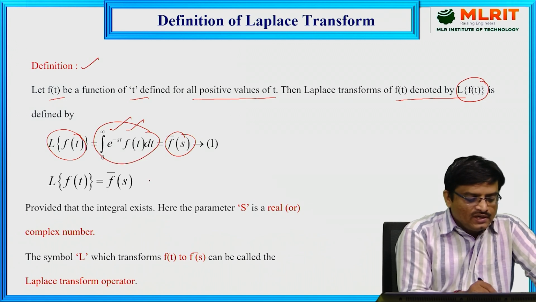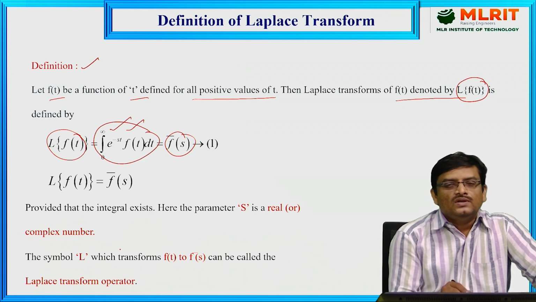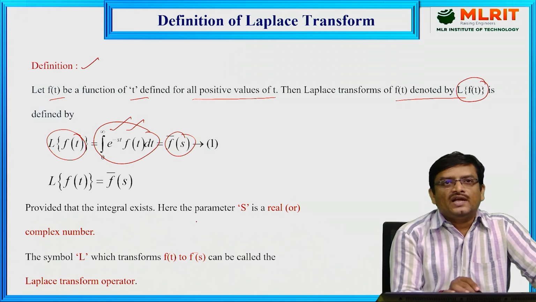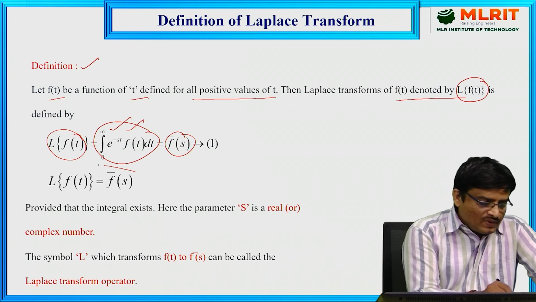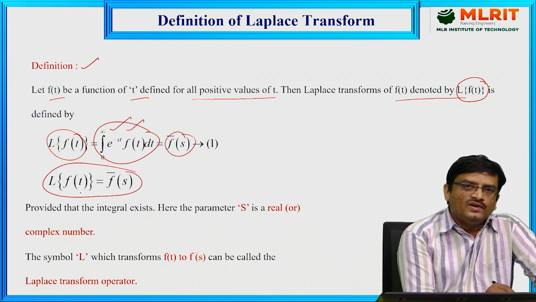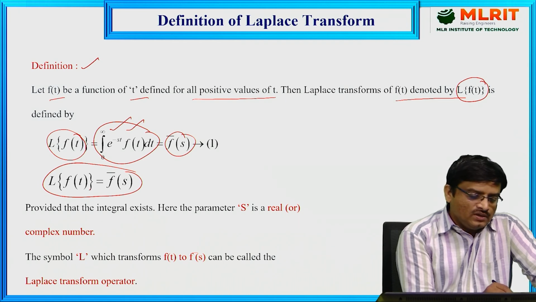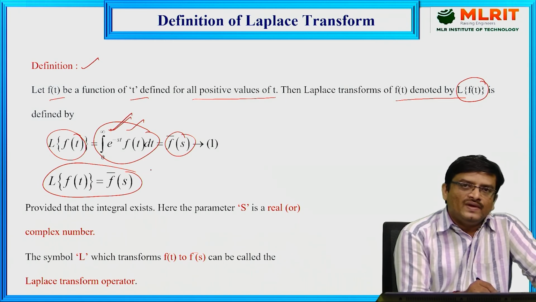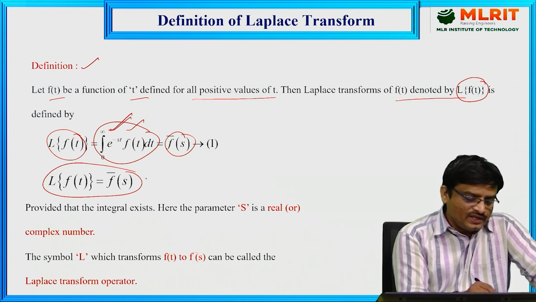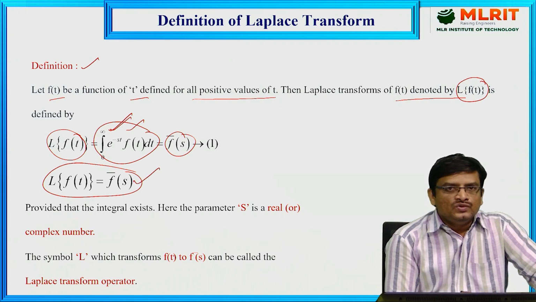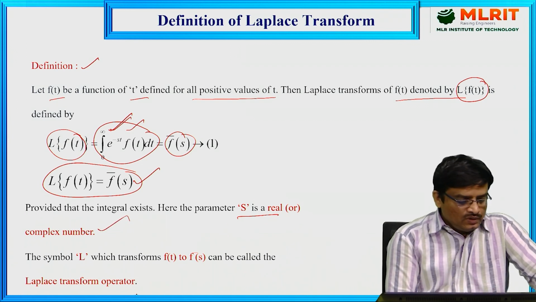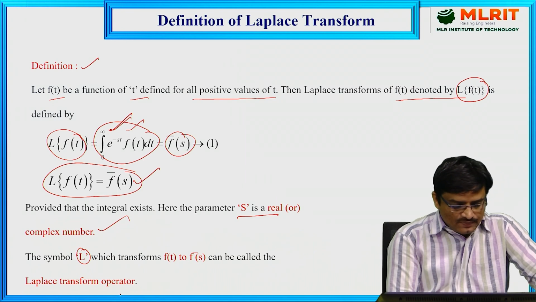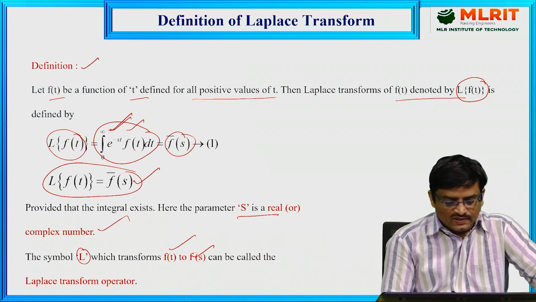So by using this integral we are transferring the function of t into another function of s. This is the transformation done from variable t to variable s. After applying the Laplace transform for the function f of t and evaluating this integral, you will get the integral value in terms of s. That is represented with f bar of s. Here s is a parameter which is a real or complex number. Now the symbol L, we can call it a Laplace transform operator, which transforms f of t to f bar of s.